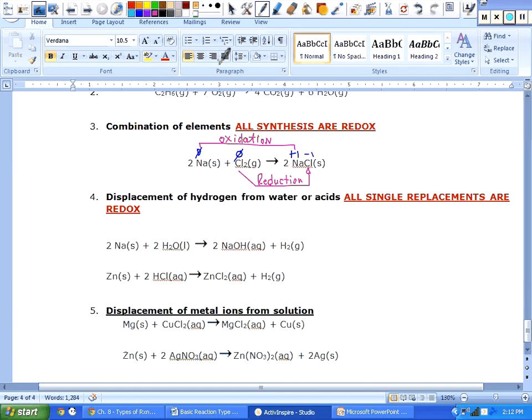All right, let's look at a few more. What time is it? It's a sticker. Huh? No. There's only one thing's reduced, one thing's oxidized. What time is it? I don't know.